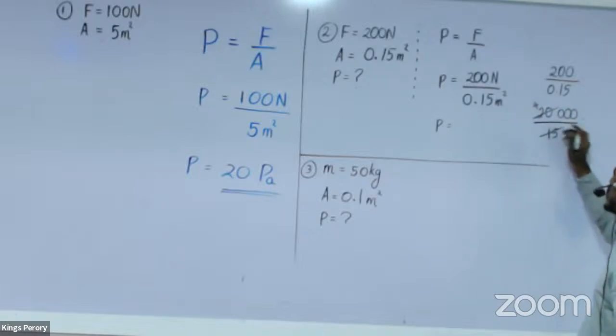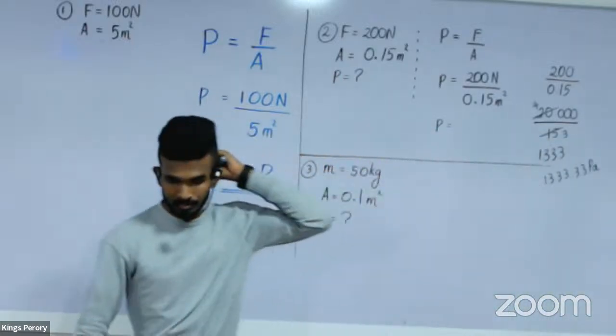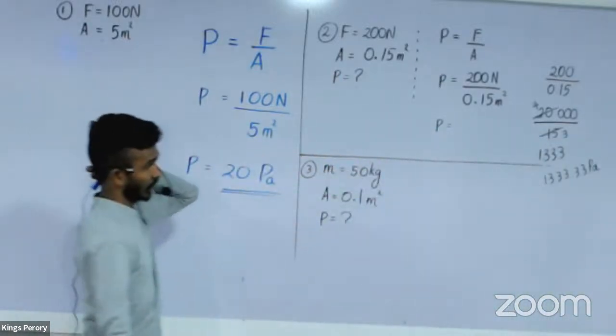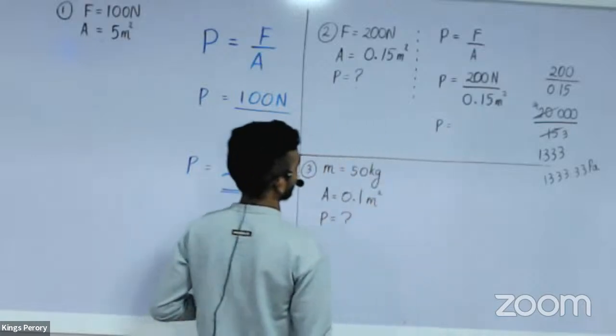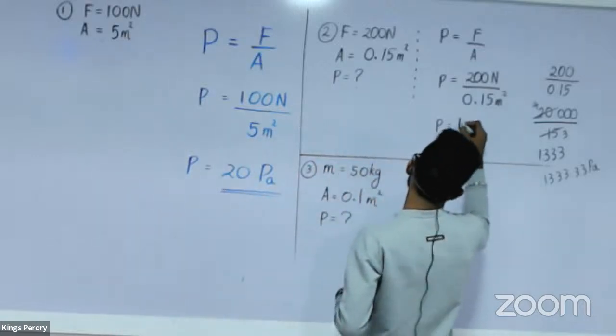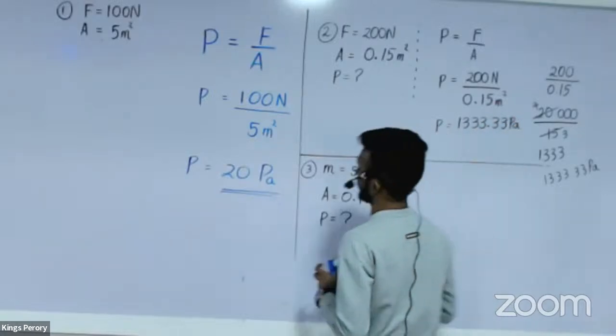3 times. 4 divided by 3. 1. 4 divided by 3, how much? 4, 1, 10, 3. It goes on going. 3, 3, 3. It goes on going. So multiply by 3. 1, 2, 3. 1333.33 Pascal. You all got it? 1333 Pascal. It keeps on going.